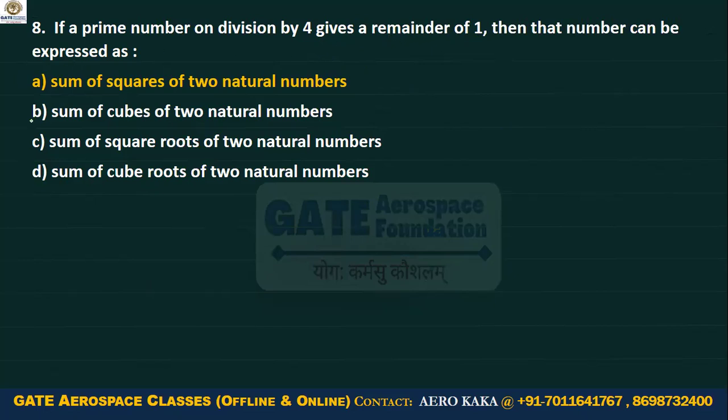For this kind of question, you have to solve them using the options. Let's say, what is the sum of squares of two natural numbers? I'll start with 1 plus 4, that is nothing but 1 square plus 2 square. So you get 5. Now, if you divide 5 by 4, the remainder I'm going to get is 1. So this condition is satisfied.